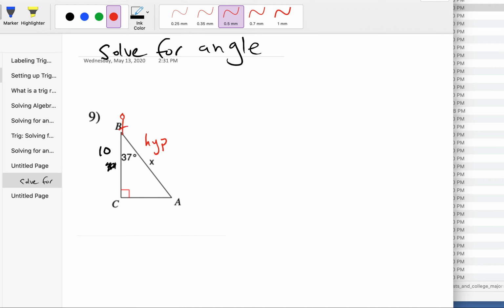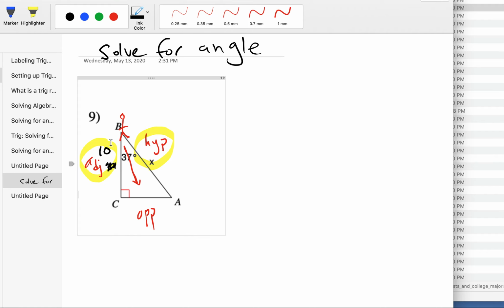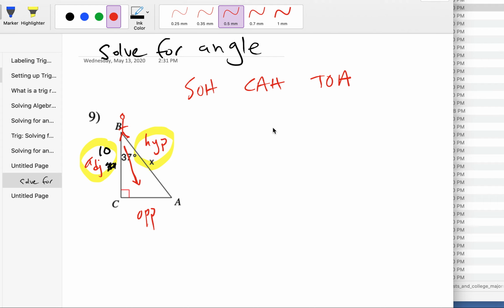Our reference angle here, across is here: opposite and adjacent. So in looking at this triangle, we have the angle, we are looking for a side. So we're using the hypotenuse and we are looking at the adjacent. Those two things are going to be what helps us decide if we use SOH, CAH, or TOA.